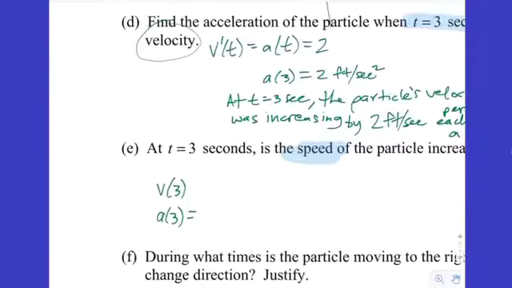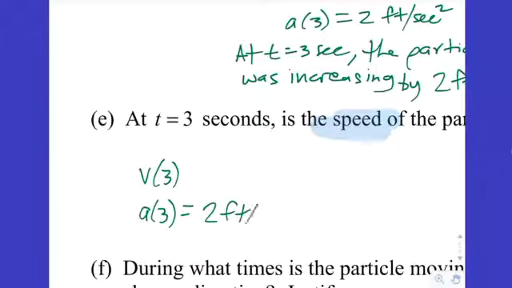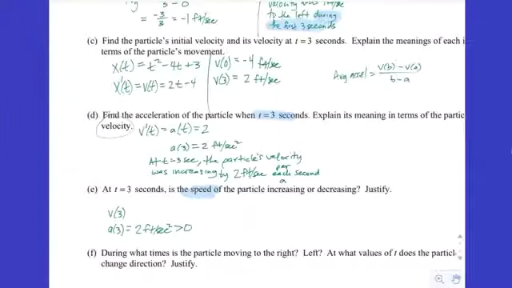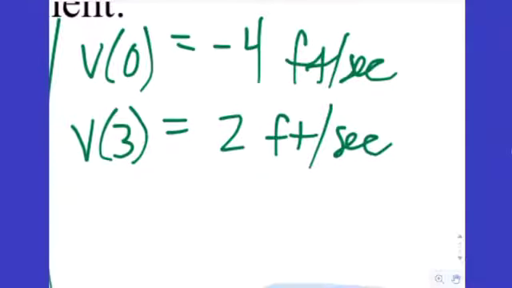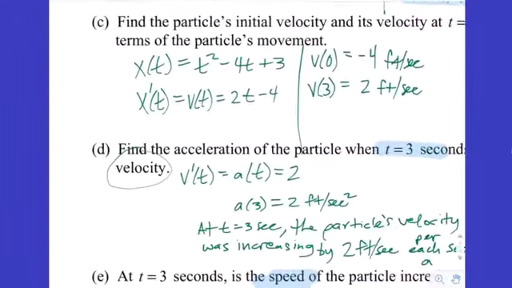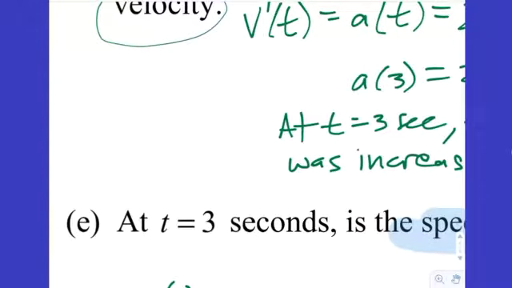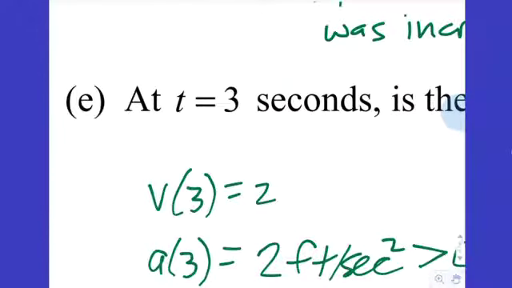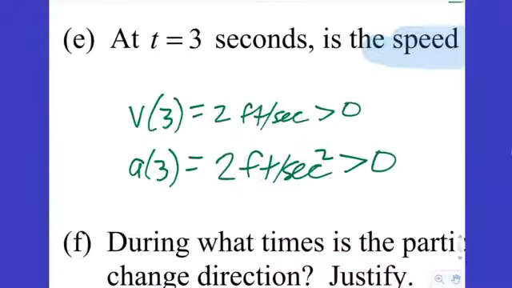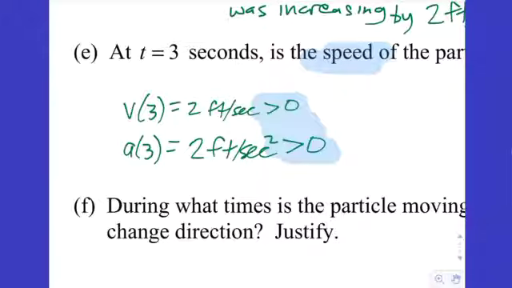Well, A of 3 we just figured out was 2 feet per second squared, which was a positive number. Did we ever figure out what V of 3 was? Yeah, we did up here on part C. It was 2. So V of 3 also equals 2 feet per second, which is also greater than 0. So you do have to tell me what the sign of each of them is. You can't just say they are the same sign. You have to tell me what the sign is. In this case, they're both what? They're both positive.